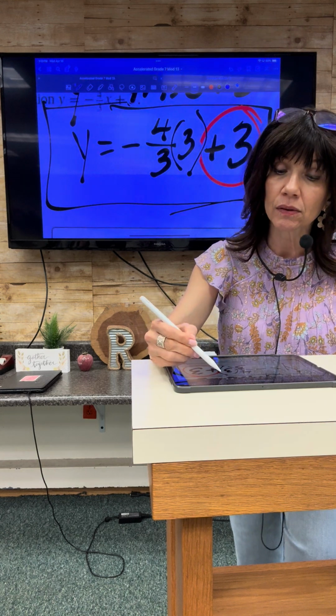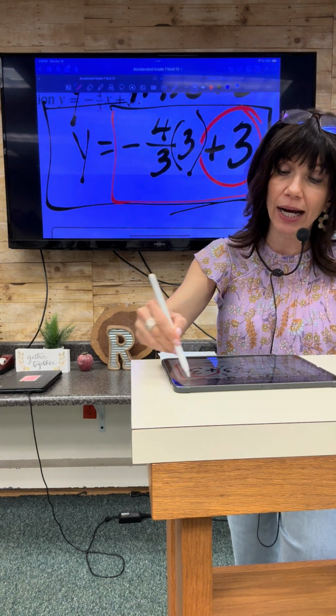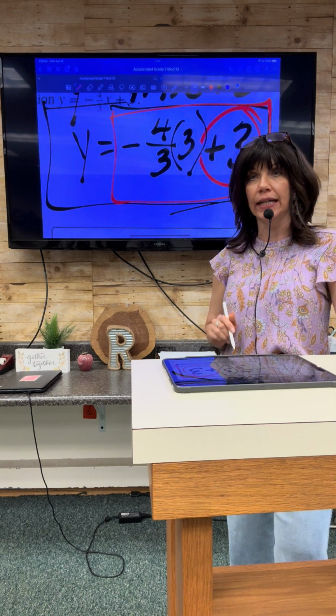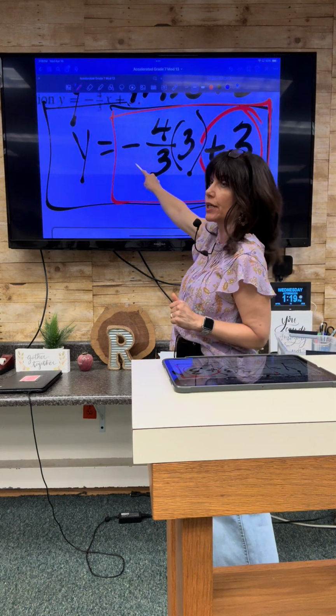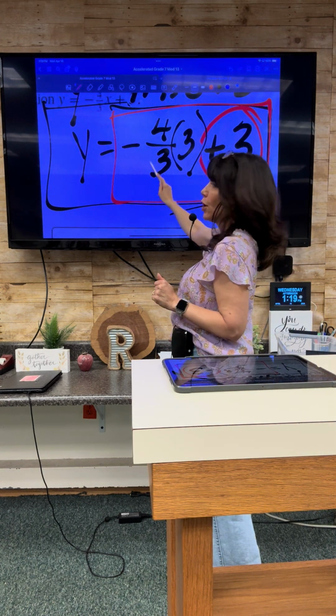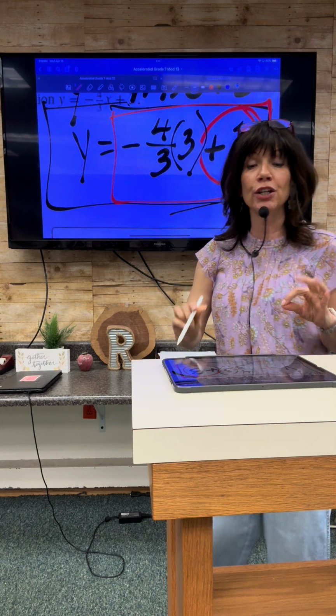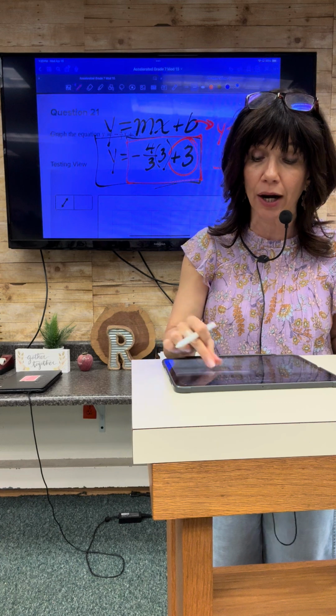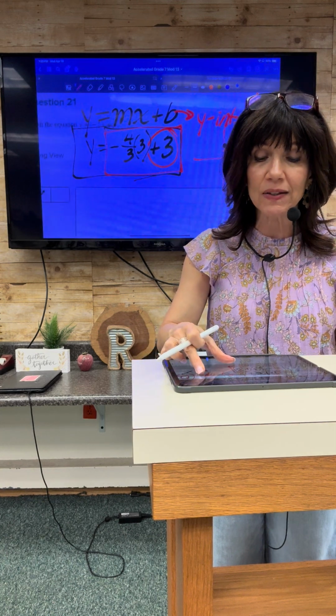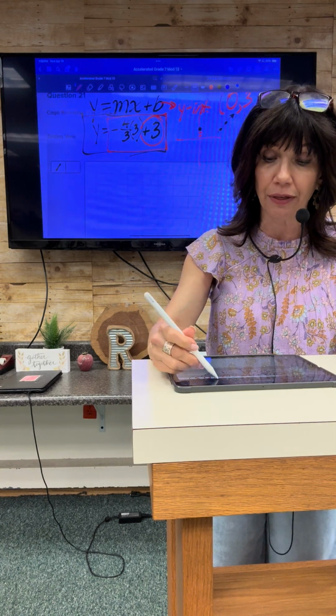Read it to me. And actually, you know what? I think I'm going to let you wait and do this in the online calculator. What will you put in the online calculator? -4/3 times 3 plus 3. And then you will find your second ordered pair. Again, what would the second ordered pair begin with?